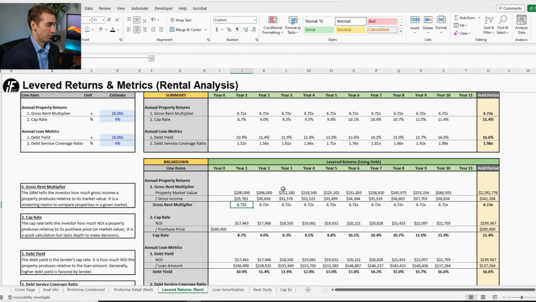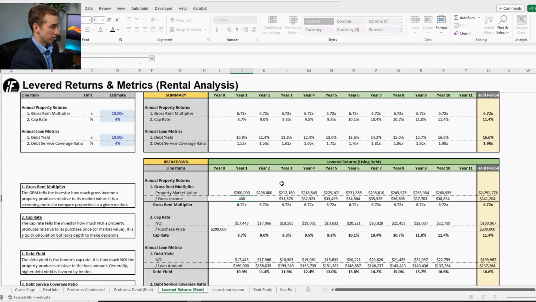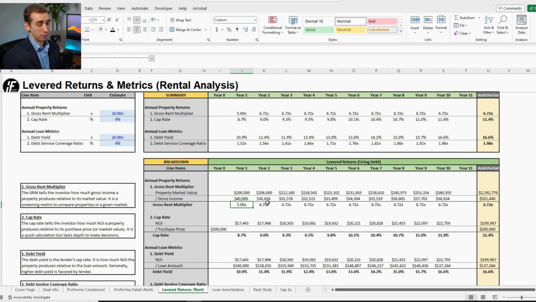So for example, this is 6.72, but if I had a different property that was bringing in a gross income of $40,000, all of a sudden that GRM drops. And so that's a more attractive investment to a potential investor. This is just a simple screening metric. It doesn't take into account debt or any of these other metrics, cash flow, none of that. Again, it's a very simple screening metric to get an idea of what the property is doing in terms of its gross rent.